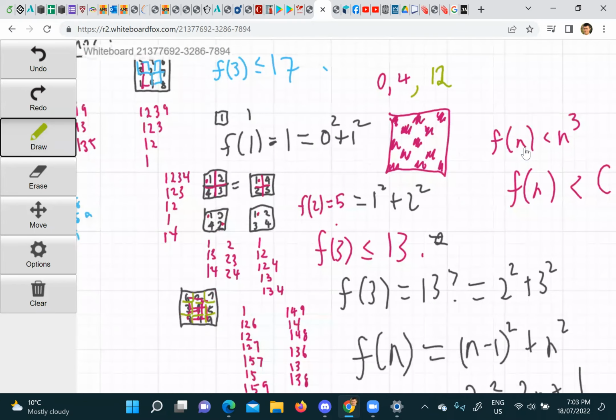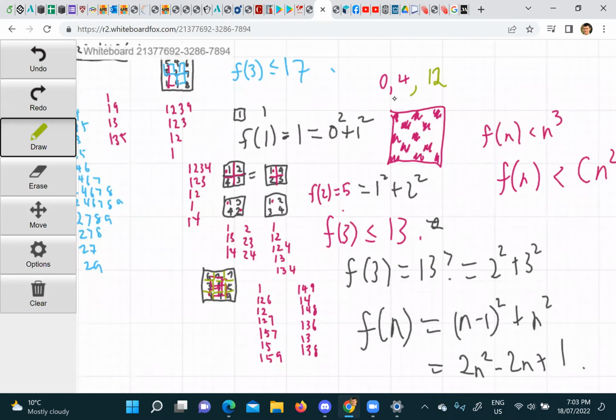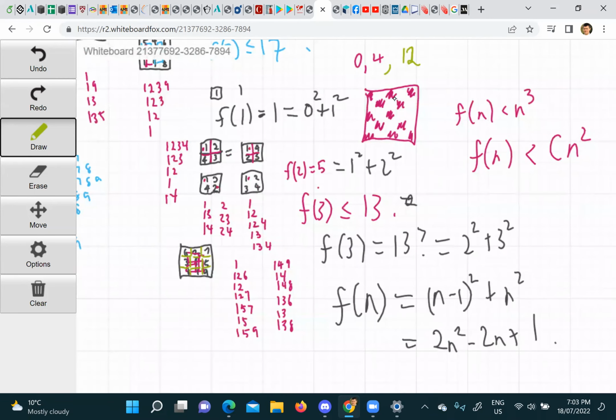So you notice the number of edges in the grid, okay, is always one less than the number that we had, right? So we had 1, now we got 0. We had 5, now we have 4. We had 13, now we have 12, yeah?